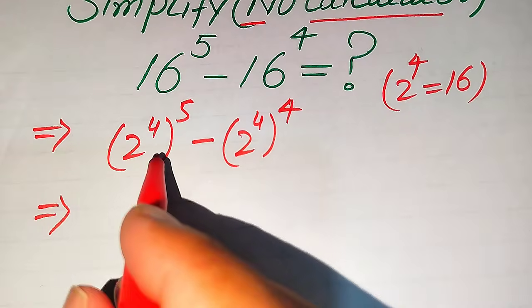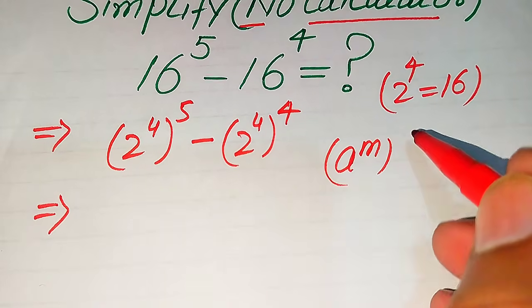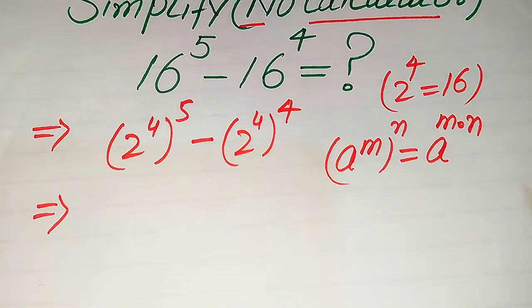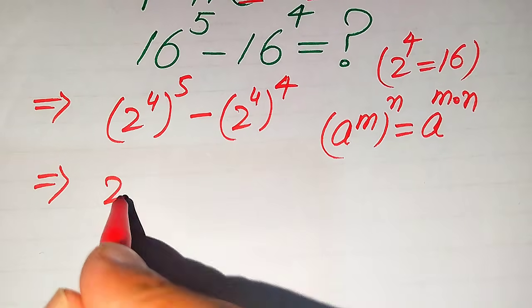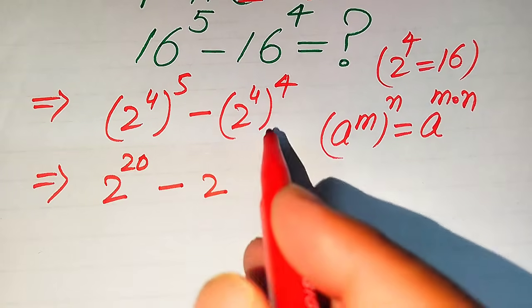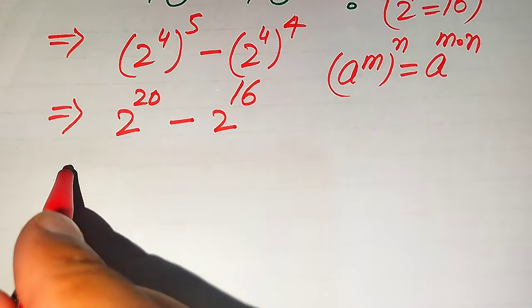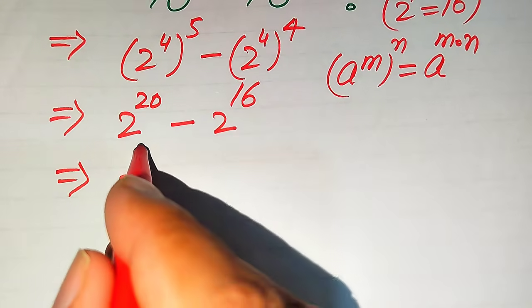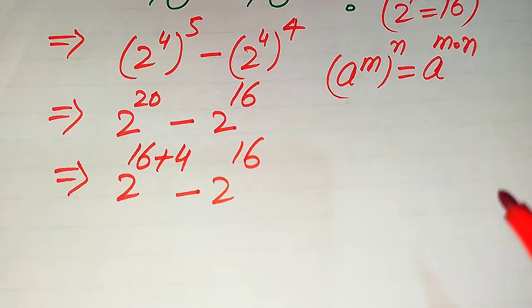Further, in the next step we use another exponential law. If we have a to the power of m to the power of n, it is equal to a to the power of m multiplied by n. According to this rule of exponents, we multiply these two exponents and it will be written as 2 to the power of 4 times 5, which becomes 20, minus 2 to the power of 4 times 4, which becomes 16. And now we again break this exponent and rewrite this 20 as 16 plus 4, minus 2 to the power of 16.